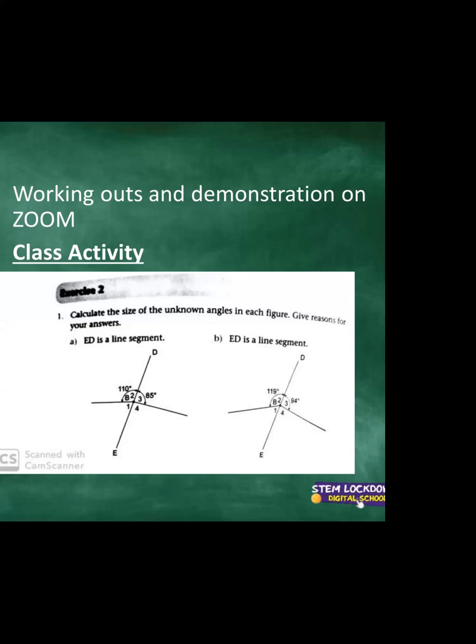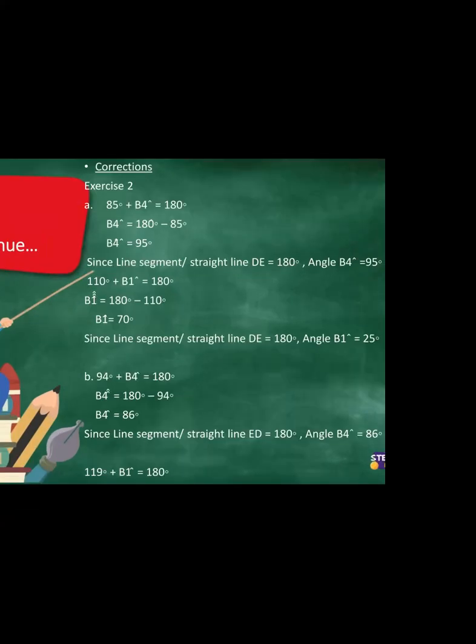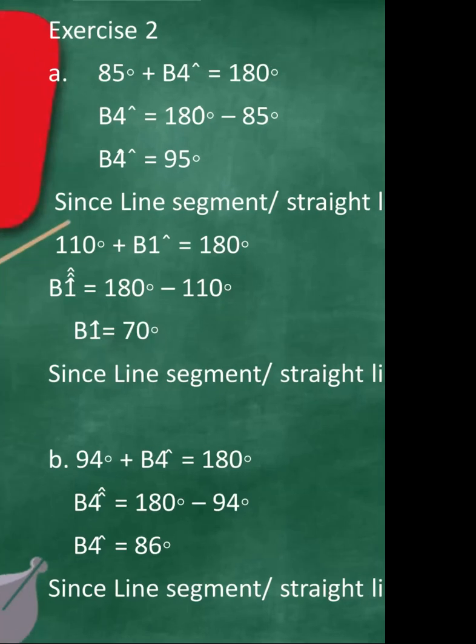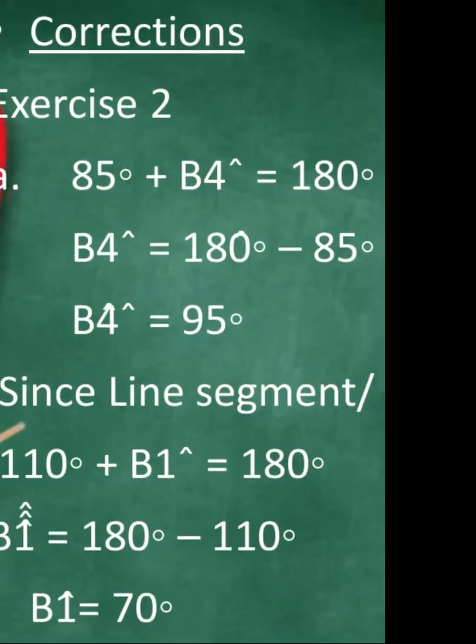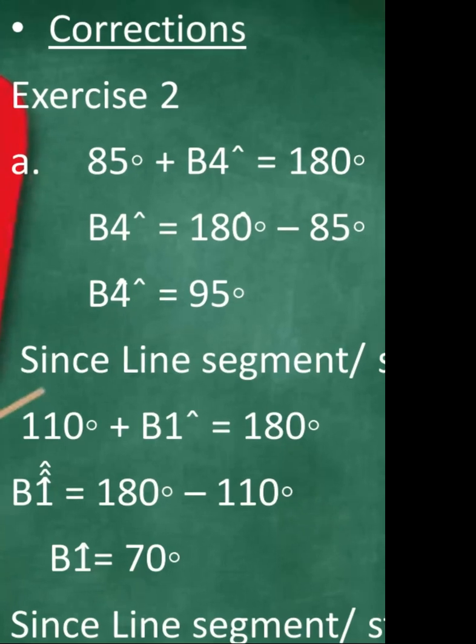Okay, guys, let's move on to our corrections. So moving on to our corrections, I won't show you the rest of the answers. I asked you guys to calculate B1, which is this one. So B1, we had 110 degrees. So this is the equation for calculating B1. Today, I didn't want to write the answers because some of you guys were not able to see.